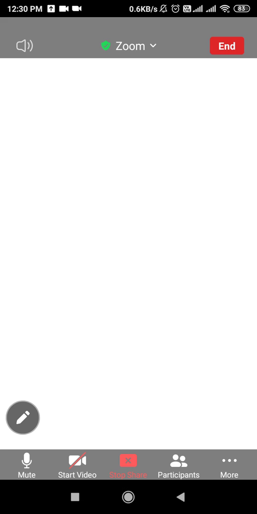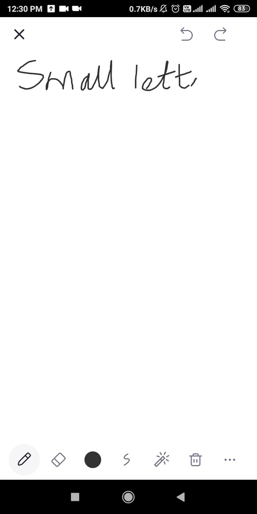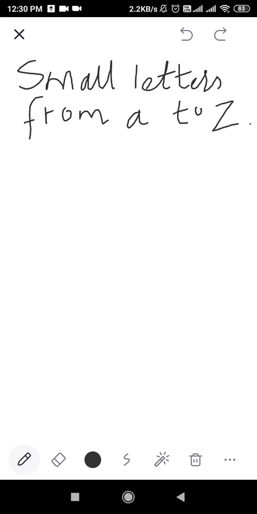So students, today I'll teach you how to write the letters from A to Z. Small letters, okay? In the previous lecture, I explained how to write capital letters. Now today, small letters from A to Z, okay?